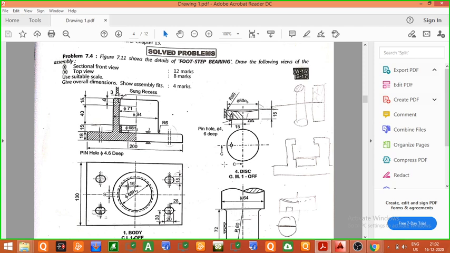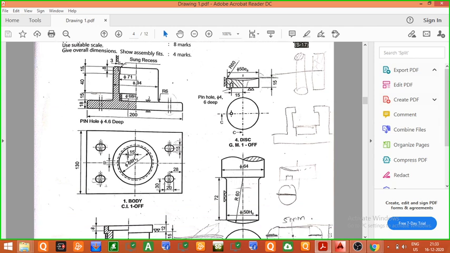Footstep bearing. You can see in the question it is given, figure shows the details of the footstep bearing. Draw the following views of the assembly, that is the sectional front view and top view. Use suitable scale, give overall dimensions, show assembly fits. Now you can see the different parts.